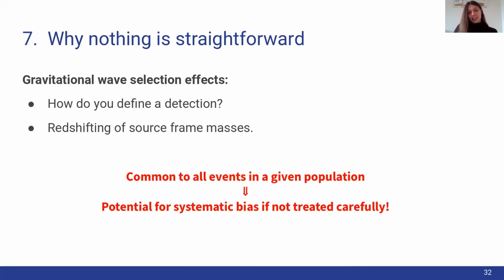And of course, your gravitational wave selection effects are common to all of the events in a given population, so they'll be the same for all of the binary black holes you have, which means that there is huge potential for systematic bias if you get it wrong, because the more events you combine together, the more impact the selection effects will have.